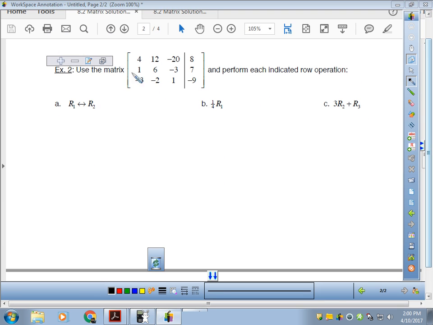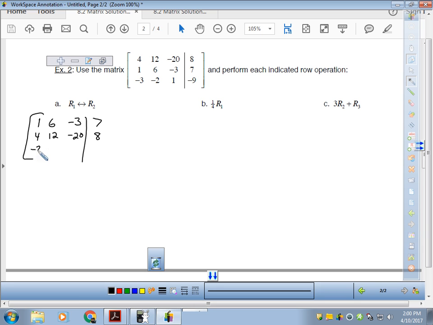So now we have a matrix: 4, 12, negative 20, 8; 1, 6, negative 3, 7; negative 3, negative 2, 1, negative 9. The first one asks us to switch row 1 and row 2. So I'm just going to switch these two rows around. 1, 6, negative 3, 7; 4, 12, negative 20, 8; negative 3, negative 2, 1, negative 9. So there is my answer.